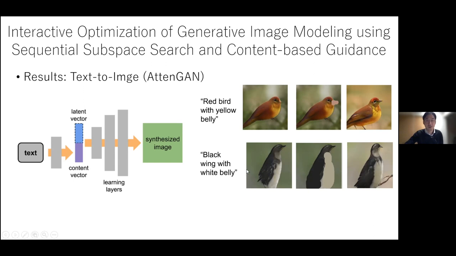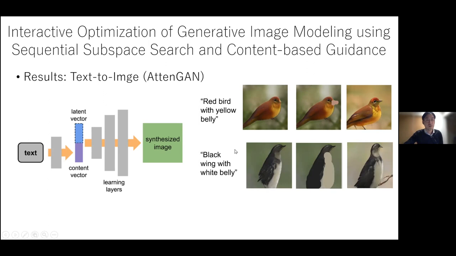Or this is another example, black wing with white belly. But this belly is too small. So the user paints this way, and then you get this result. So that's the interactive optimization of generative image modeling using sequential subspace search.